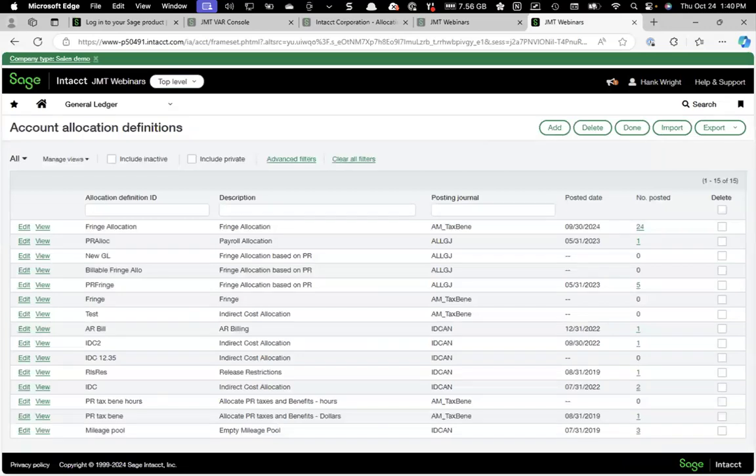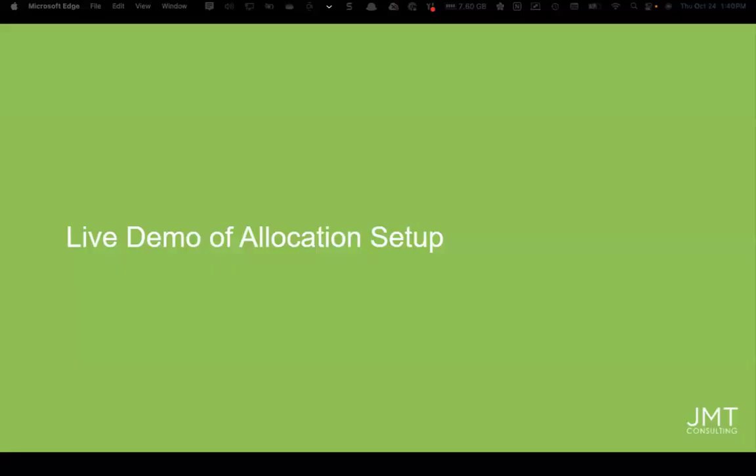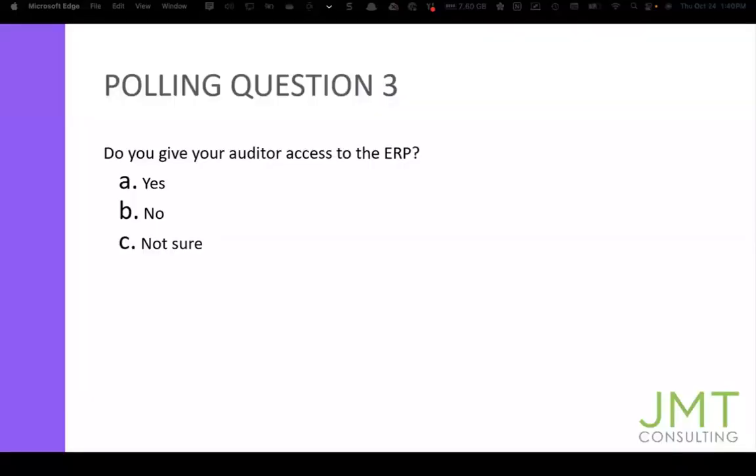And before my next step, I'm looking at my slides, and that was just to go over the allocation setup. I'm going to go ahead and go to my next slide, of which you guys are having a lot of fun with. So we're going to hit polling question number 3. Polling question number 3 is, do you give your auditor access to your ERP system?